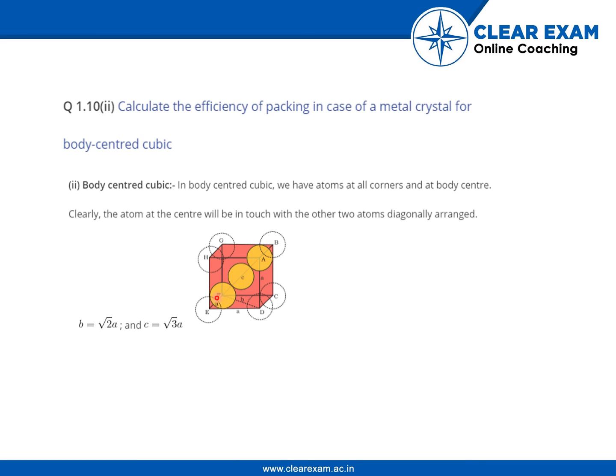So by Pythagoras theorem, you can easily calculate the radius of a sphere in terms of the side length A. So B is equal to root 2 A, and C is equal to root 3 A. The length of the body diagonal is equal to 4R. So we get this relation. I would advise you to remember this relation between A and R for body-centered cubic. So A is equal to 4R by root 3.